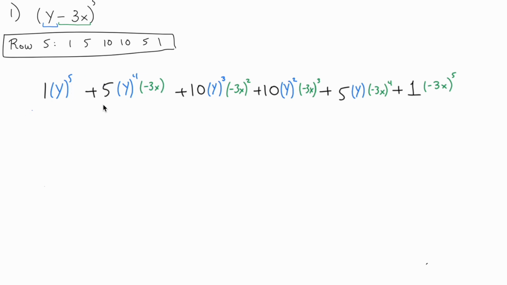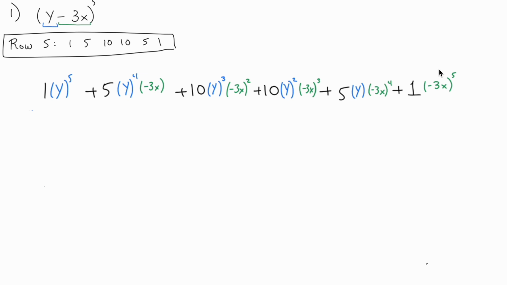Take a moment, pause the video, look at it, and look at the pattern. The blue one is decreasing, the powers are decreasing, and the green one is increasing. So for example, here I have no green, one green, two greens, three greens, four greens, five greens. Okay, now we're gonna do this. Okay, take a moment, pause the video, breathe. I want you to understand how the pattern is working.